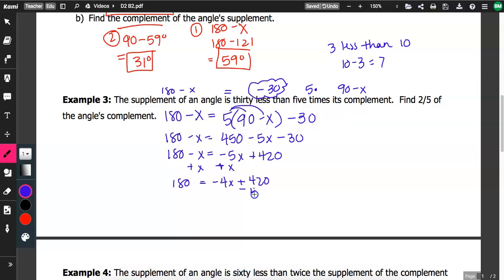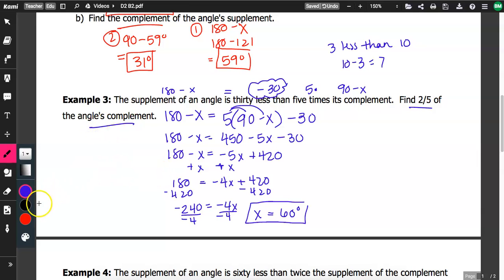Subtract 420. I have negative 240 equals negative 4x. When I divide, those negatives cancel out, so x equals 60 degrees. Okay, so that's the angle, but now I need to find 2/5 of the angle's complement. So I'm going to first find the angle's complement, or I can just set up the equation actually.